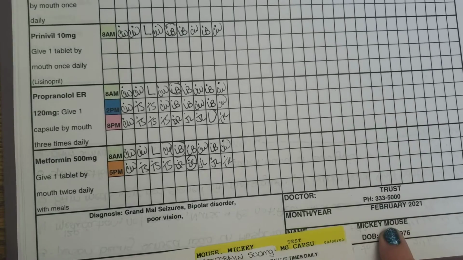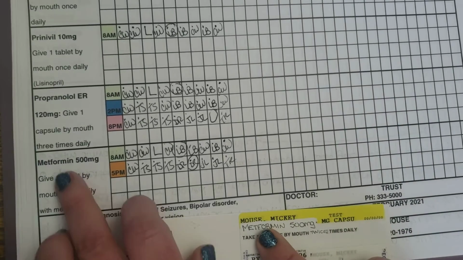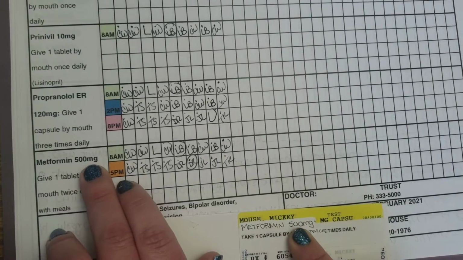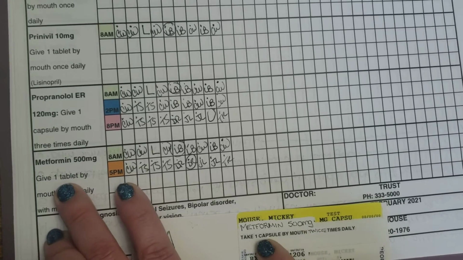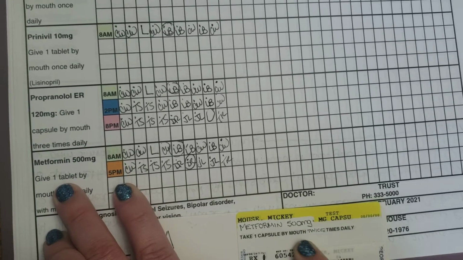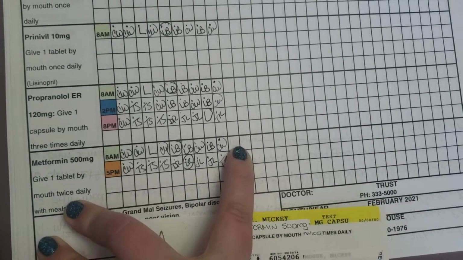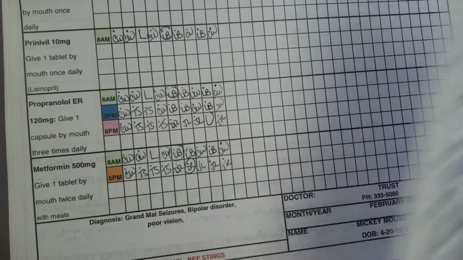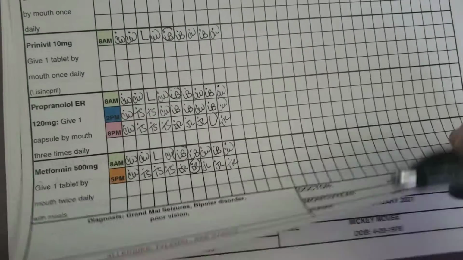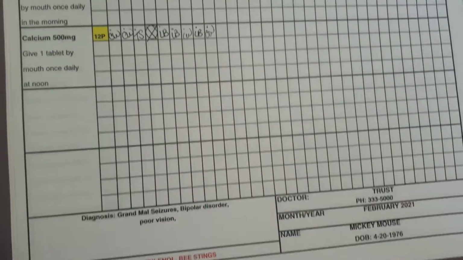We have Mickey Mouse. Metformin, 500 milligrams. Give 1 tab by mouth, twice daily with meals. We have the 10th, we have 8 a.m. We're going to flip that one over. We're going to go to the next page.